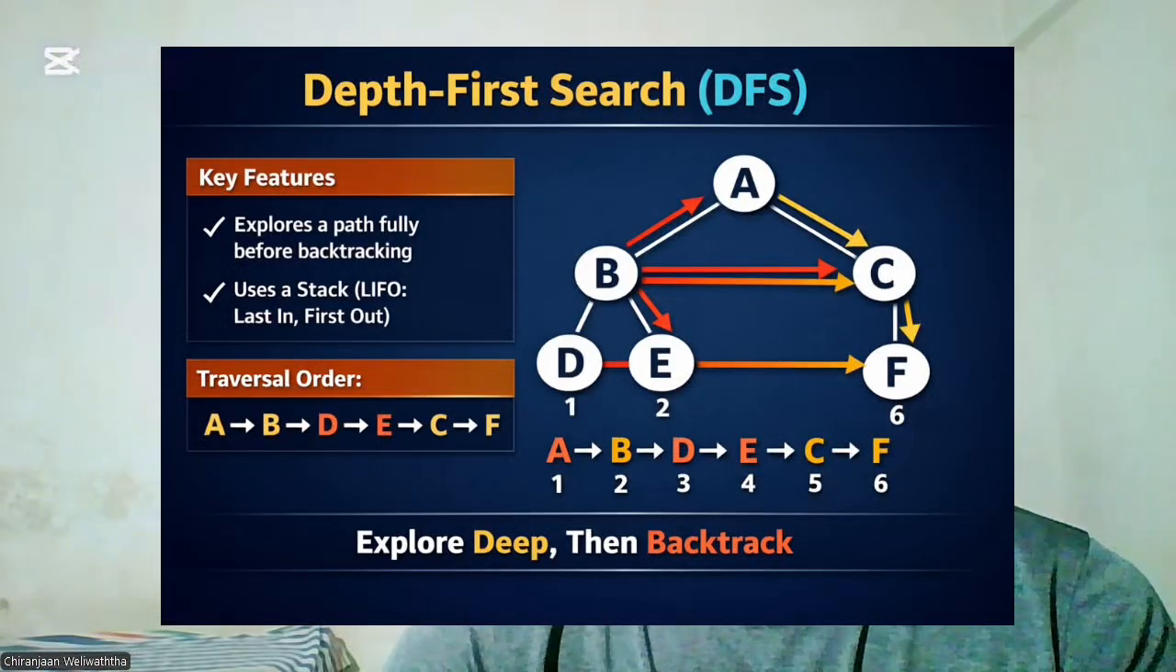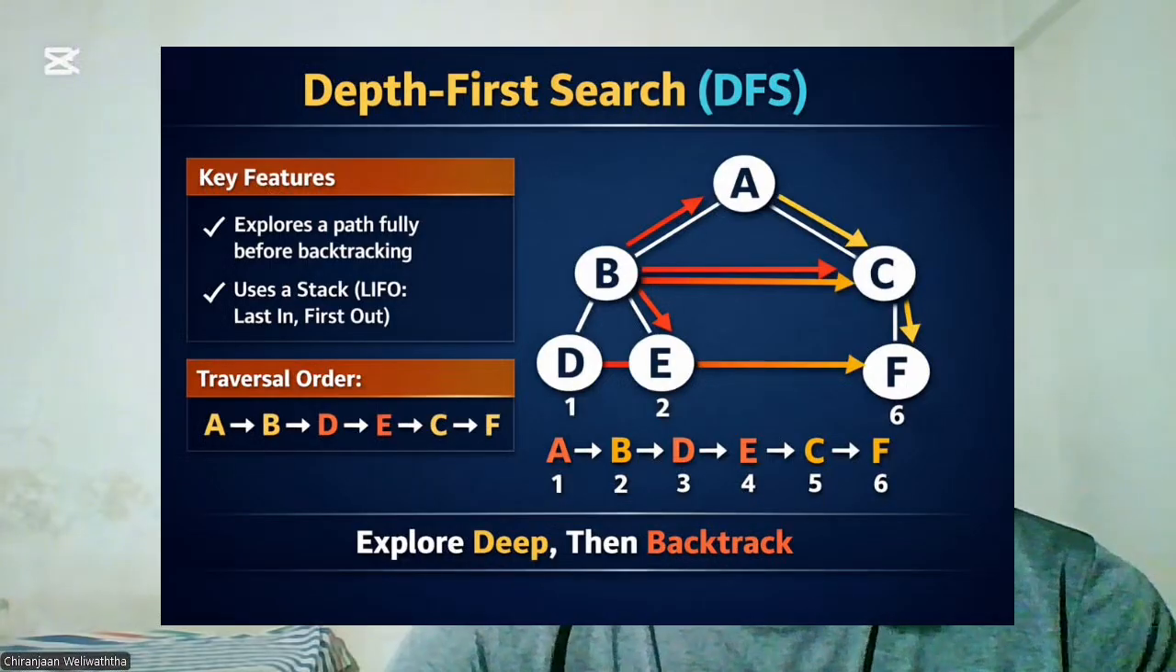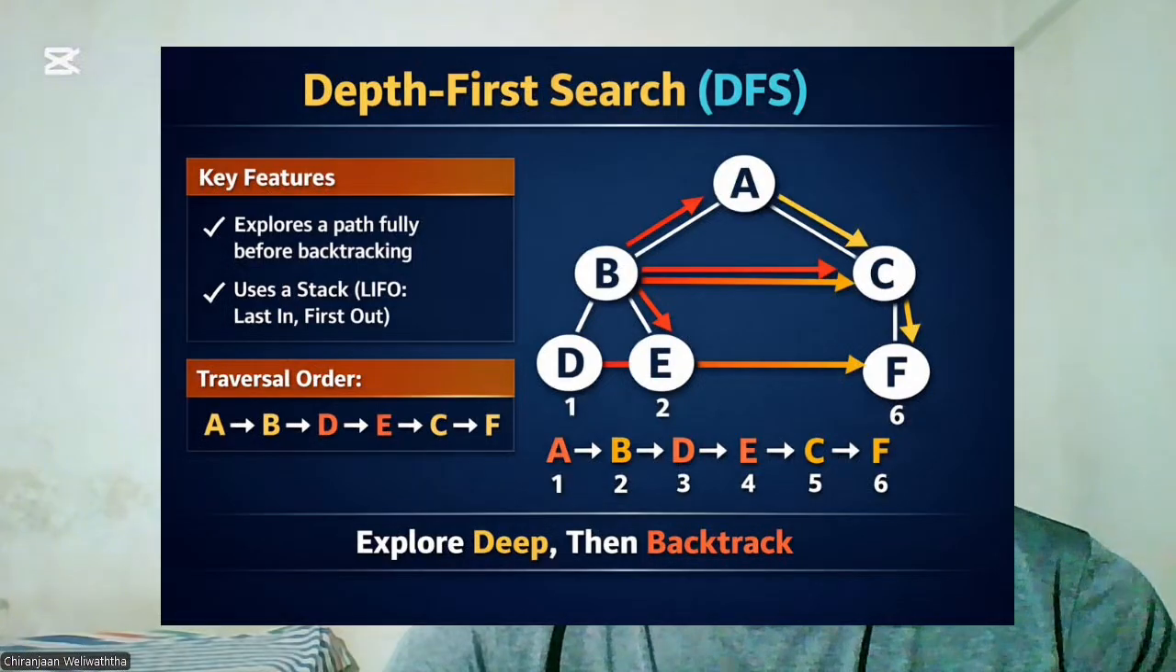DFS visits a node and then goes as deep as possible along one branch. When it cannot go further, it backtracks and explores the next branch. In the example, the traversal order is A, B, D, E, C, and F.